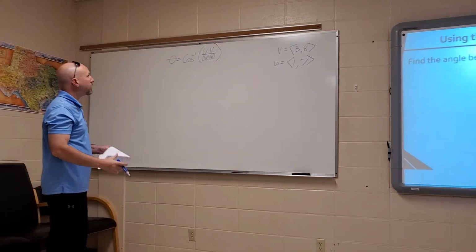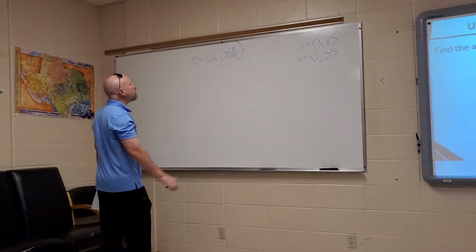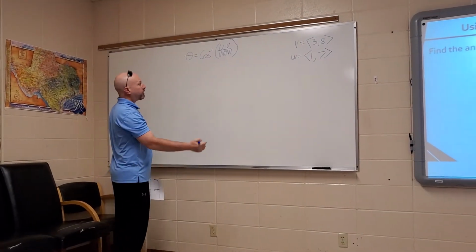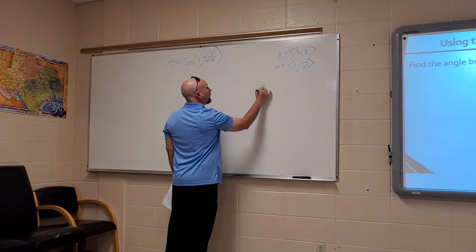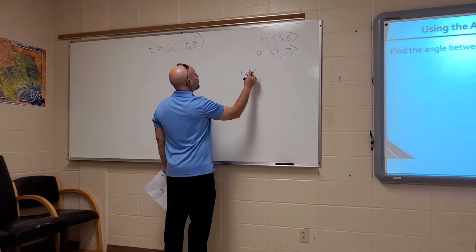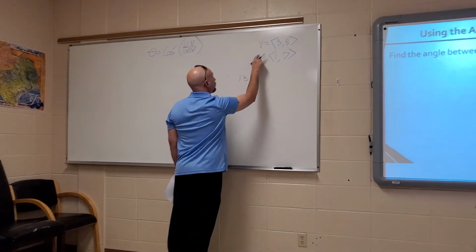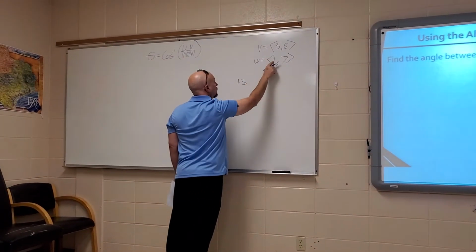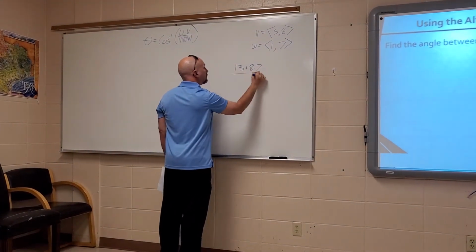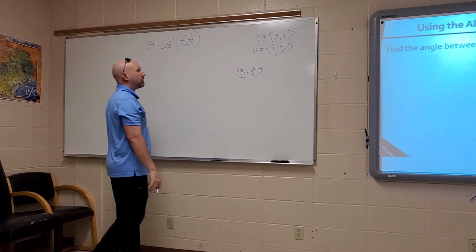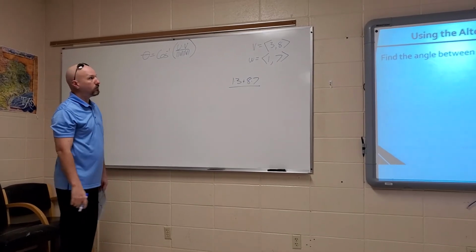Okay? So we need to do U dot V. So first let's do that. So 1 times 3, or this one times this one, or this one, doesn't really matter. V times W, 3, 1, and plus 8 times 7. That's U dot V. Okay?